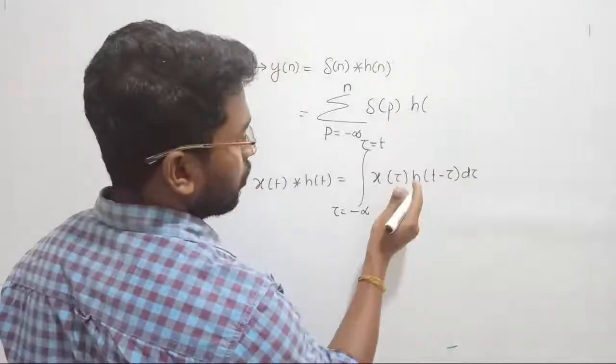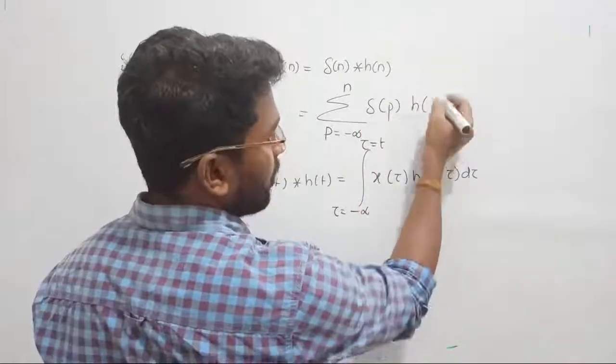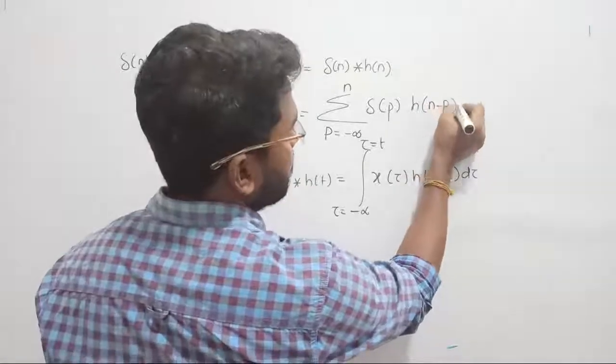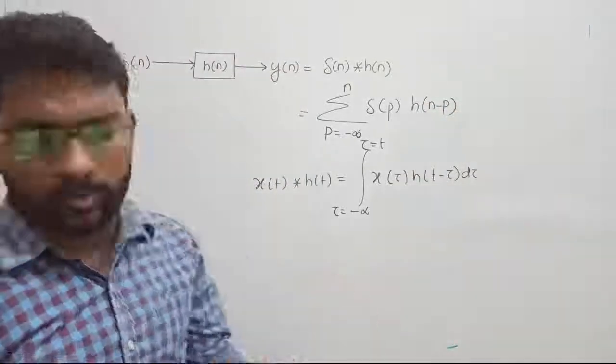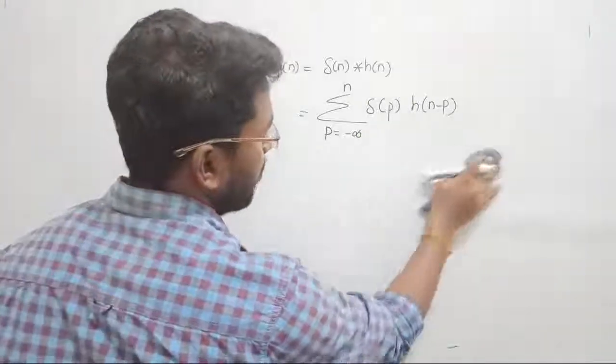So how will the function come here? del of, here dummy variable is tau, here dummy variable is p. So similarly here n minus p, h of n minus p. That is in summation because we are in discrete domain. So that is how we are representing the signal in discrete domain.